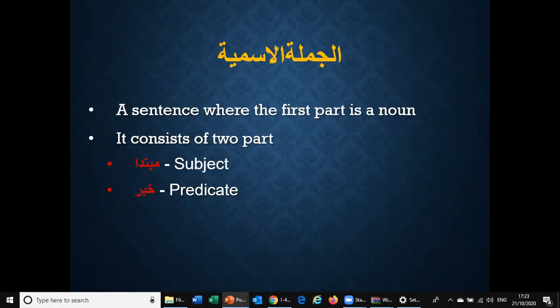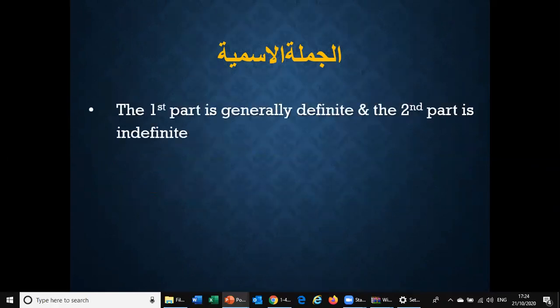Subject, predicate. In English you say subject and predicate, mubtada and khabar in Arabic. The first part is a noun, the second part a noun or whatever, but at least the first part must be a noun, and it is called mubtada. Second part is khabar. You're giving some information about that mubtada. The first part is normally or generally a definite noun. So what is a definite noun?